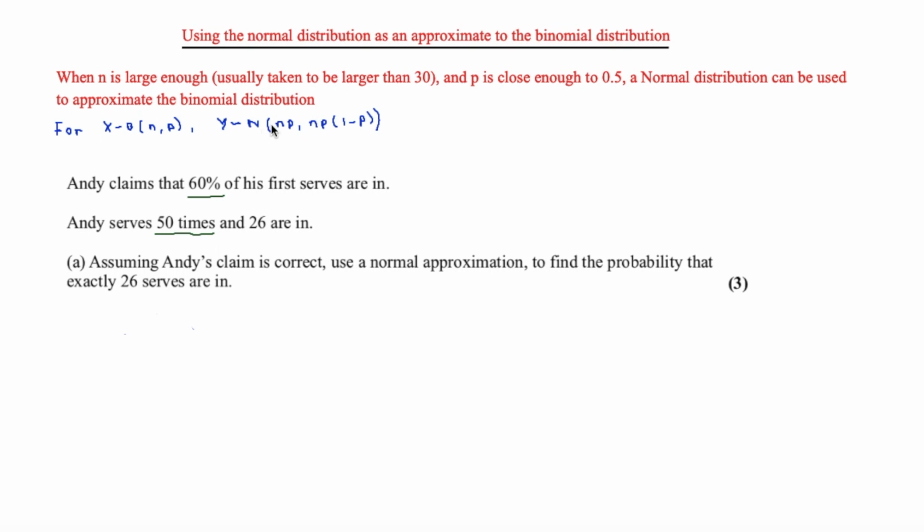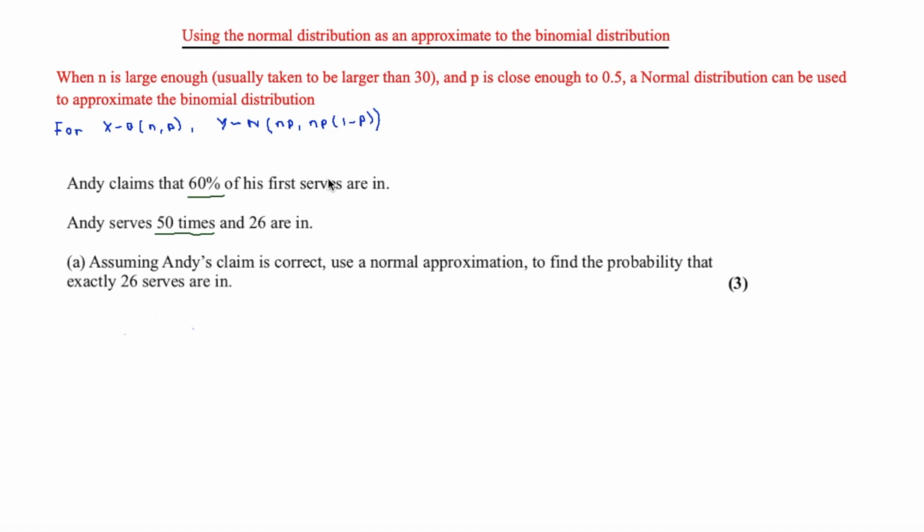And in normal we need the mean and we need the standard deviation. In order to get the mean, we're going to do n times p. Then to get the variance, not the standard deviation, we will need to square root to get the standard deviation. We're going to do n times by p, times by 1 minus p.